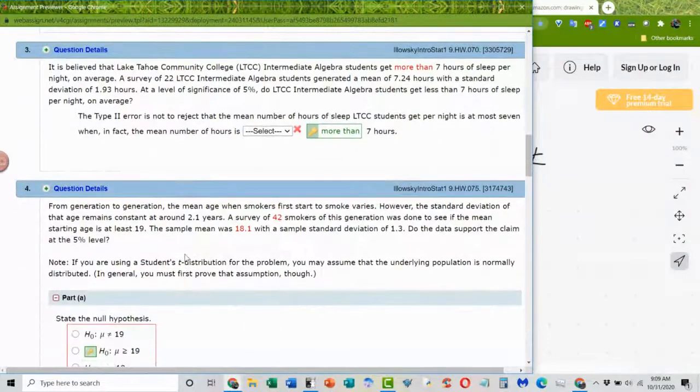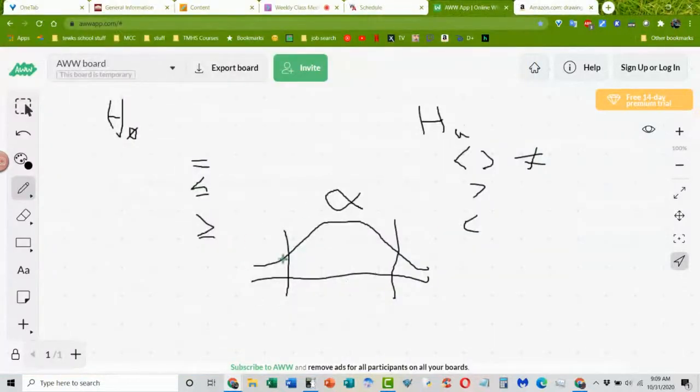Okay, here, problem four, where we actually get into the math. So we're talking about smoking, and they think that the mean of smokers varies, but the standard deviation is the same, and they are trying to decide whether smoking starts at least 19. So greater than or equal to 19. And if we reject that, we believe that people start smoking younger than 19. We don't know when they start smoking, but we don't believe it's 19 or older. We believe it's less than 19. So whatever age over here.